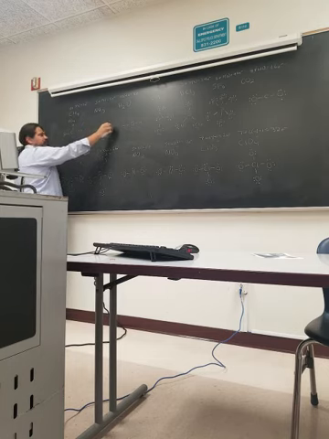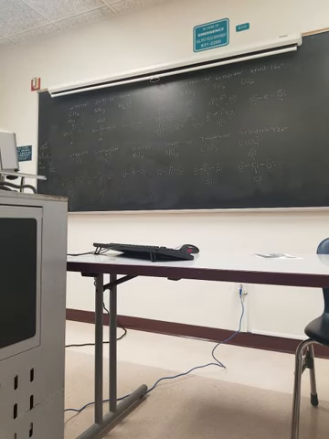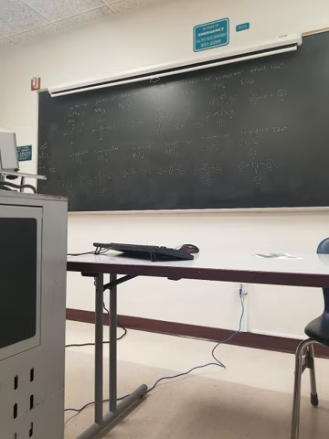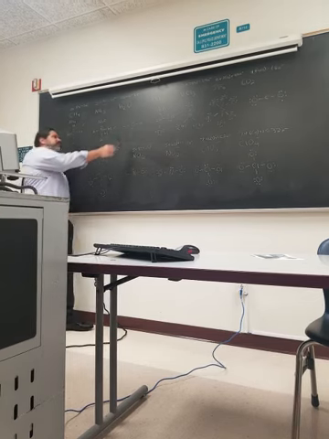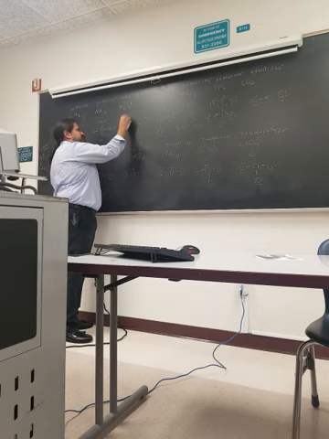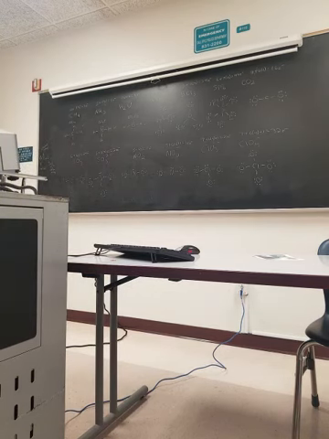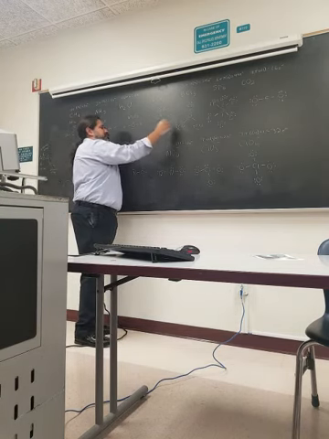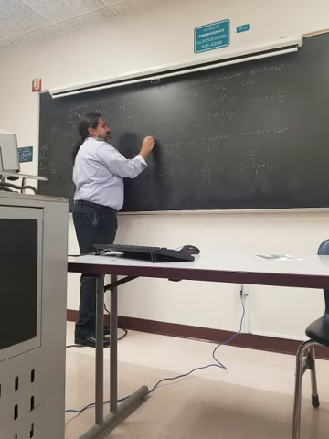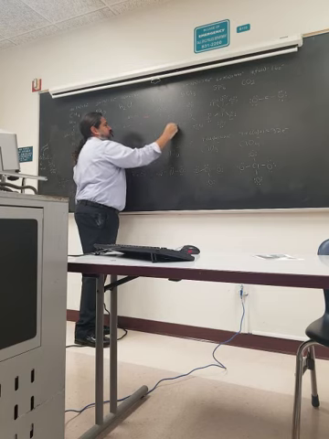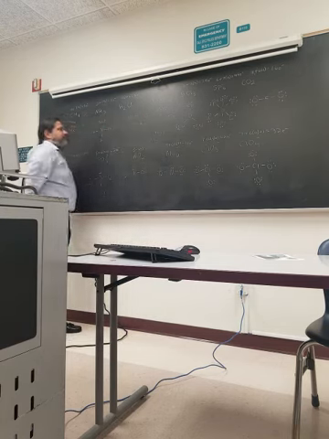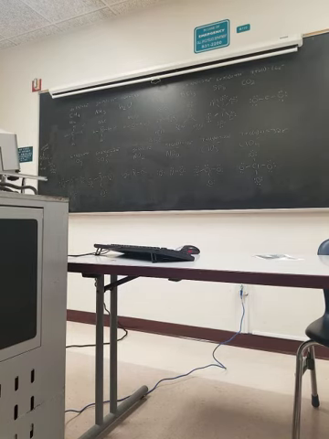2, 4, 6, 8. We have an octet, so we're good. This would be an AB3E. So there are three atoms attached to nitrogen and one lone pair, one E. That E represents the lone pairs. We've got oxygen, 2, 4, 6, 8. We're good. This is an AB2E2. We've got a phosphorus, 2, 4, 6, 8. So we're good. This is an AB3E. Three atoms attached and one lone pair.